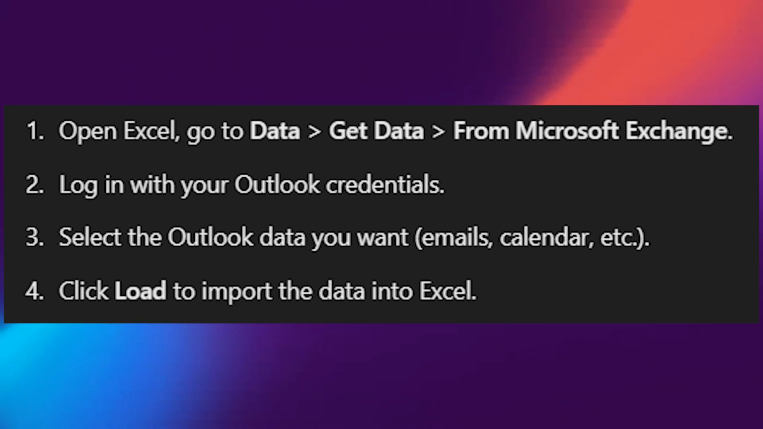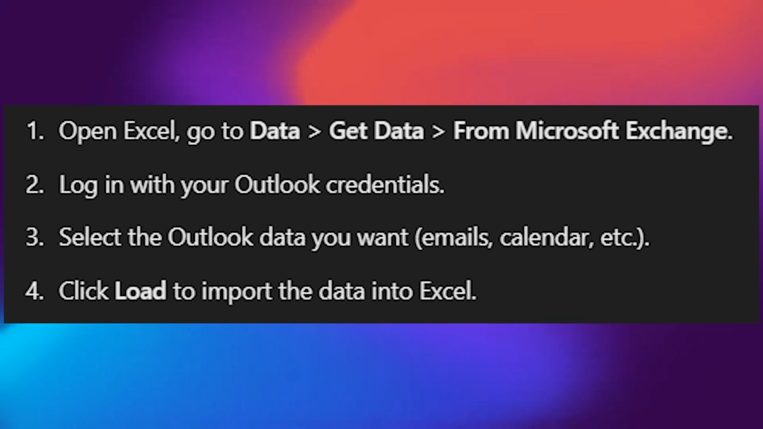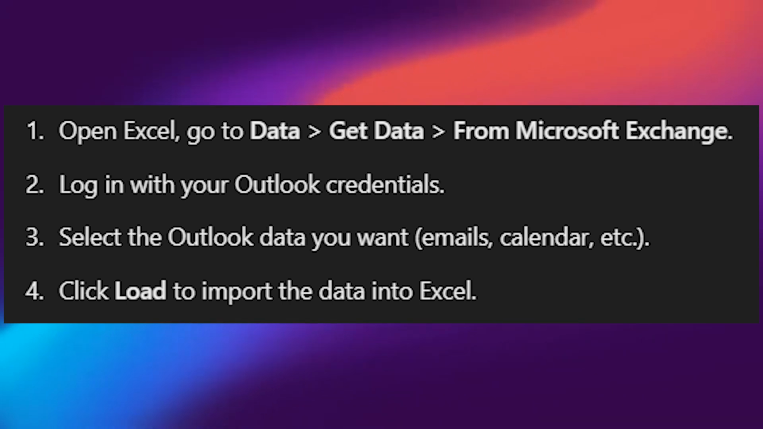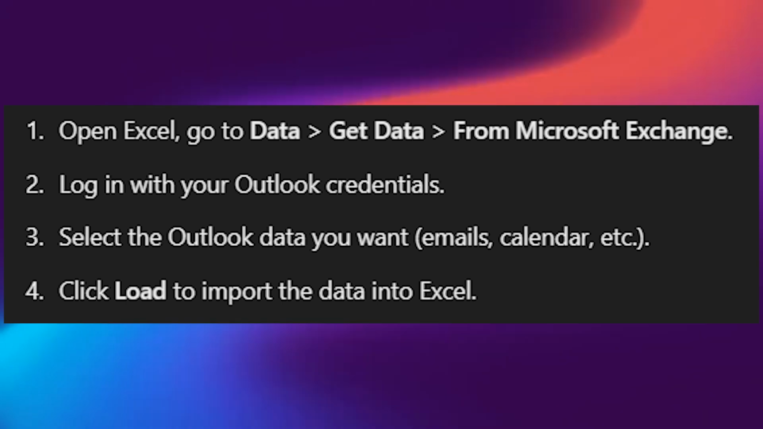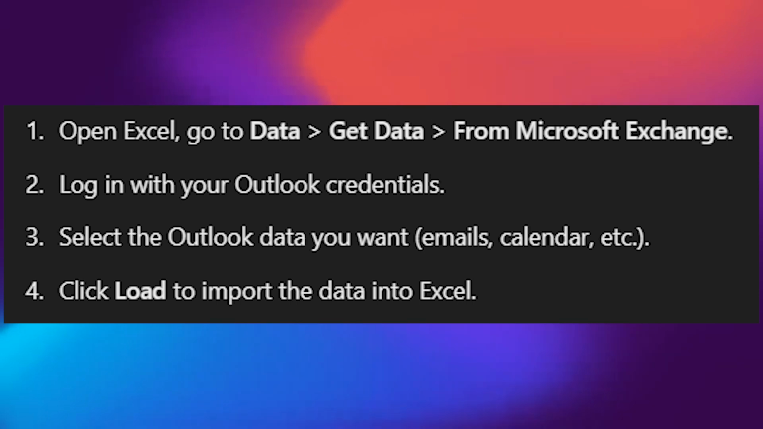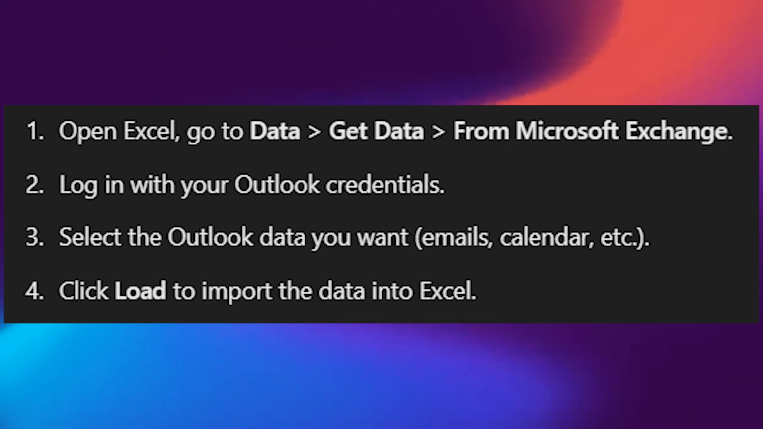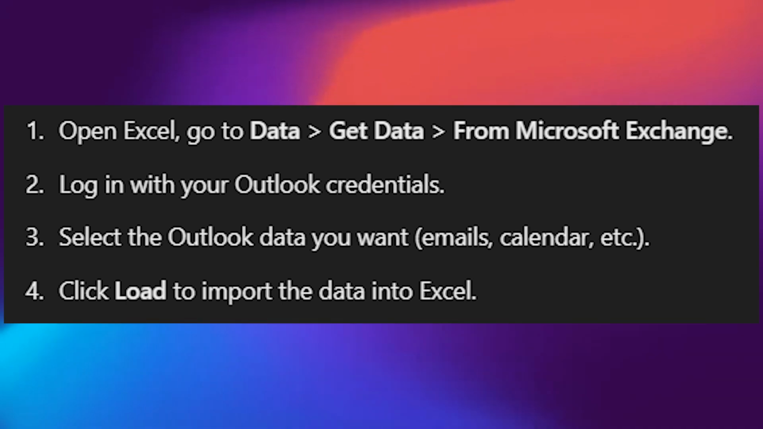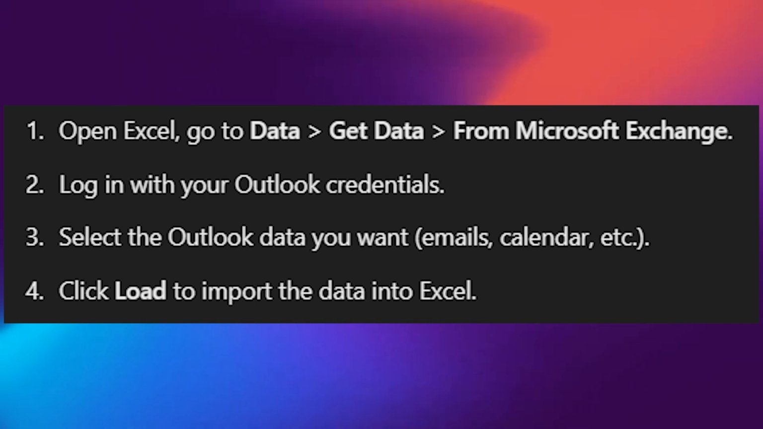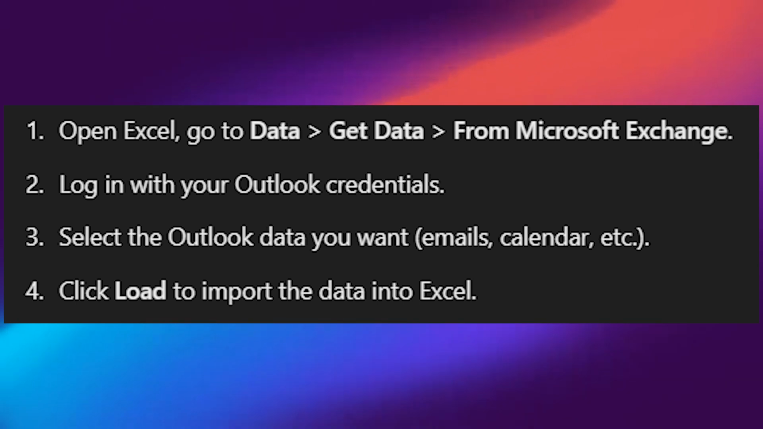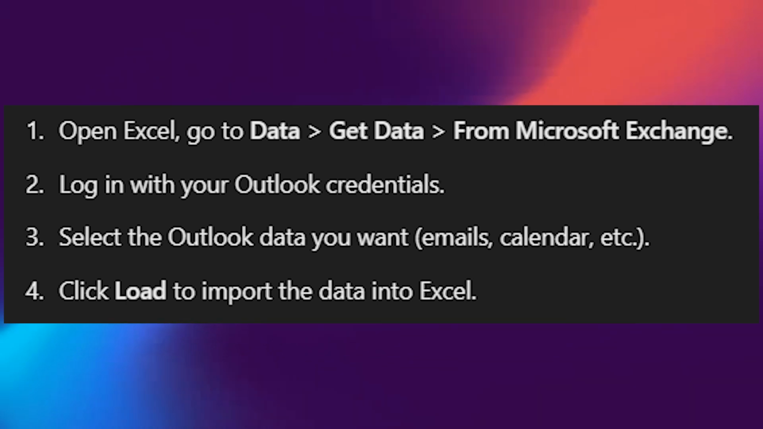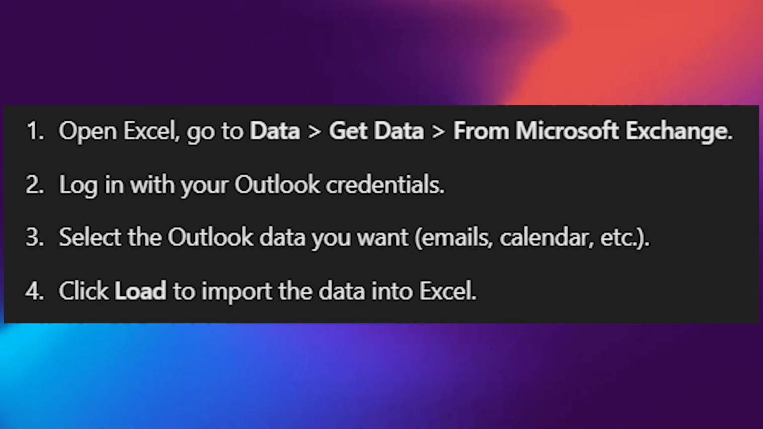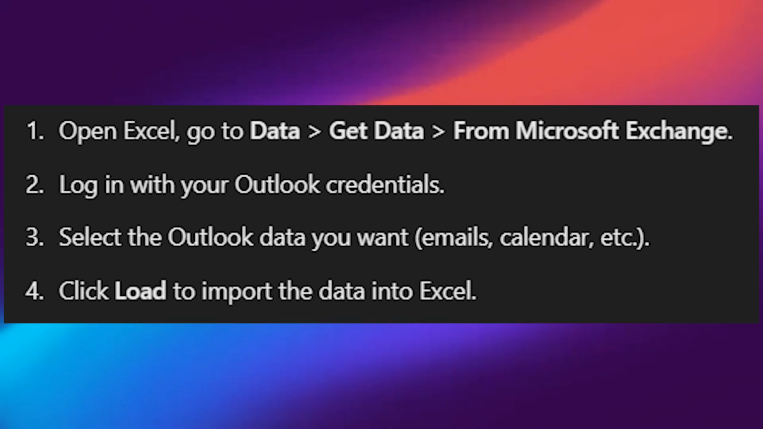If it is your first time connecting, a pop-up will appear asking you to log in. Just enter your Outlook credentials and hit OK. Excel will now link to your email and calendar data. Once connected, Excel will display a list of your Outlook data: emails, contacts, calendars, events, or tasks. Select the ones you need and click Load. The data will now appear in your Excel workbook, ready for analysis or customization.